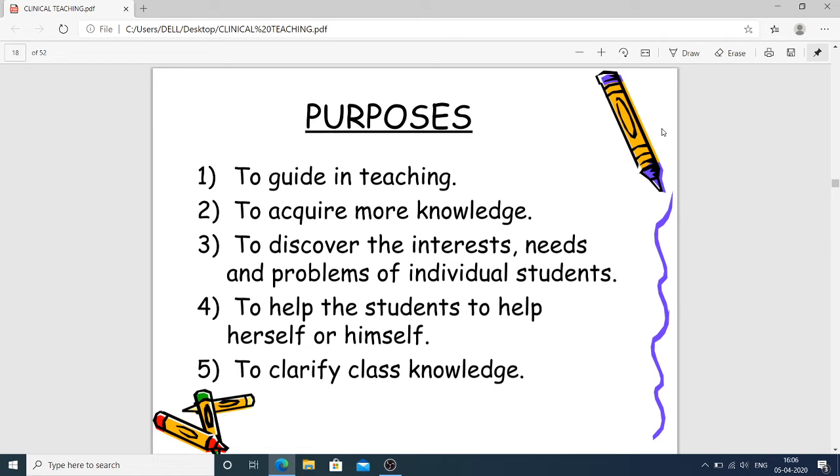Then the purposes of conferences: to guide in teaching, how to teach the student, because our students would be teachers. To acquire more knowledge, to discover the interests, needs and problems of individual students, to help the students to help themselves. To clarify class knowledge, because clarifying class knowledge means whatever the students learn in the classroom in the theoretical part, in the practical area they become capable enough to make the difference between theory and practice.